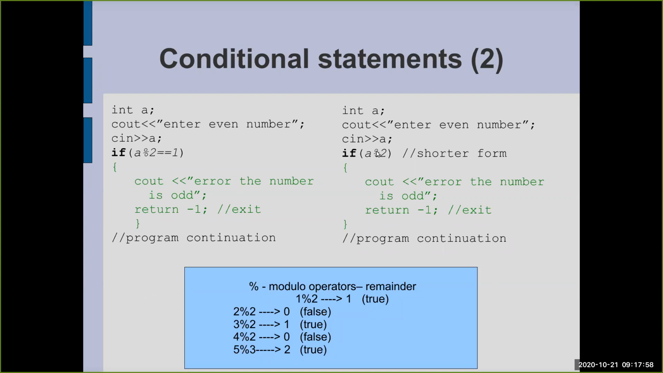Okay, so look, I can simplify it. Why? Because a value which is different than 0 is treated as true. So a modulo 2, if it is 0, 0 means false. And if it is 1, it means true. So you can skip this part and write the condition in a simpler form. They are equivalent.